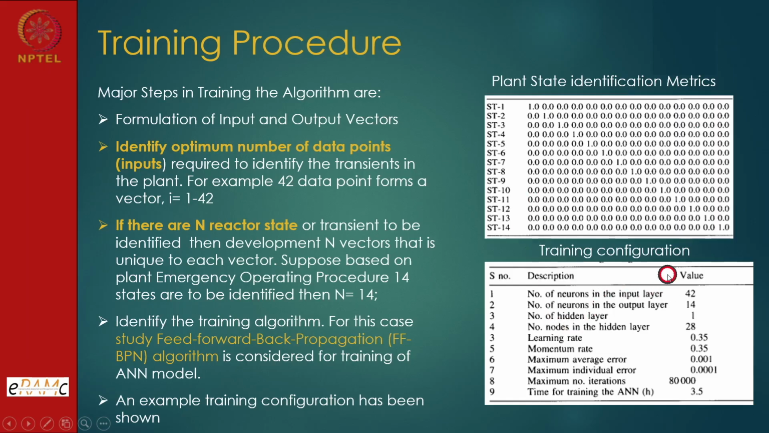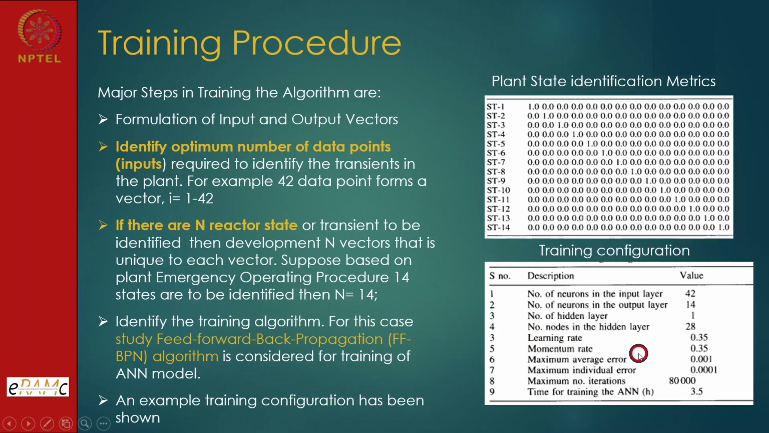Number of neurons in the input layer for the project that I did, which is there in my publication, was 42. Then number of nodes in the input layer is, let us say, 42 input and output 14. You can see for yourself, 14 vectors are there to identify these transients, and number of hidden layers 1. In those days there was a culture to have only one hidden layer.